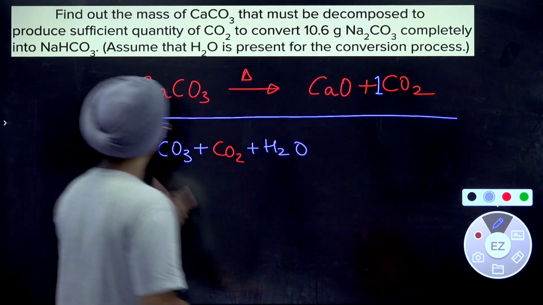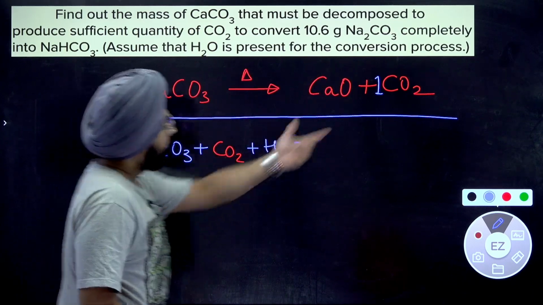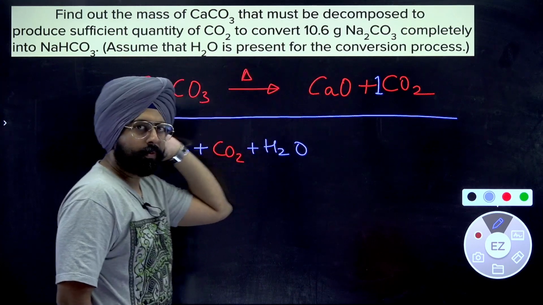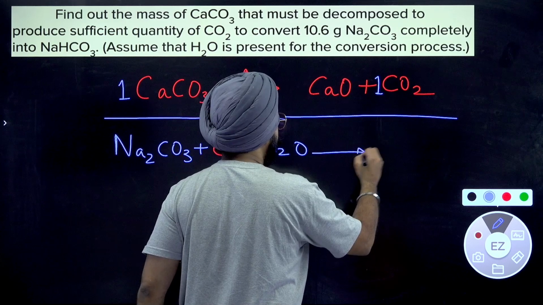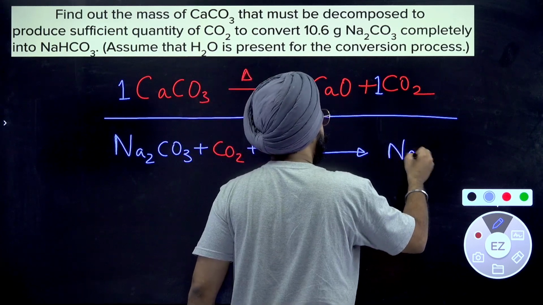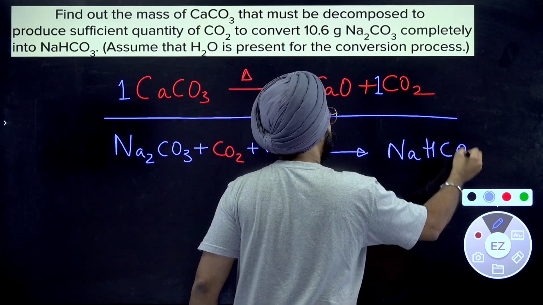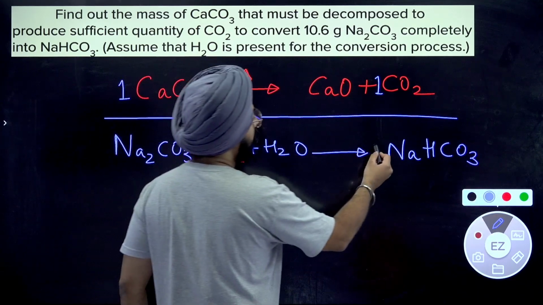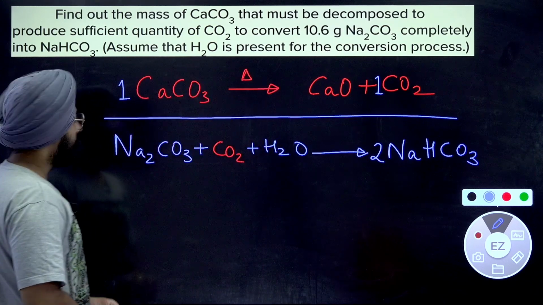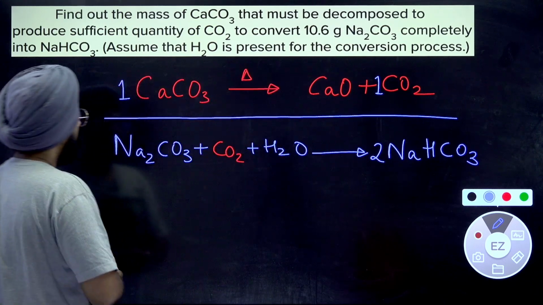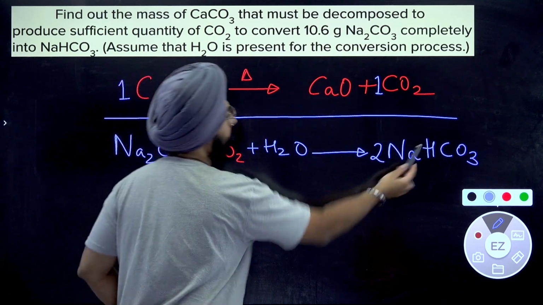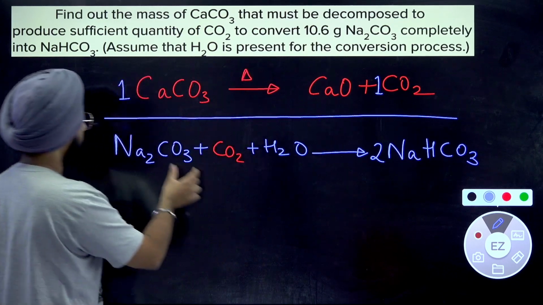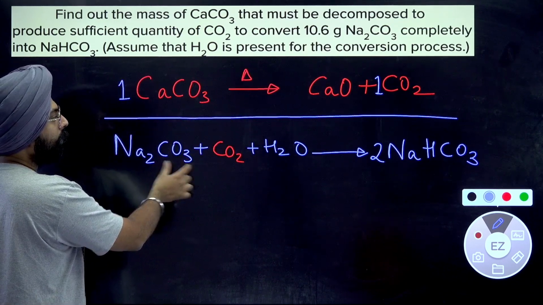Okay. So you take Na2CO3, you take the CO2 produced from here, you take some water, H2O is present for the conversion process, and this gives rise to NaHCO3. How do we balance this equation? Let's balance the sodiums first. 2 times sodium. Okay, sodiums are balanced. Hydrogens, 2 hydrogens over here, 2 hydrogens over here. Hydrogens are balanced.